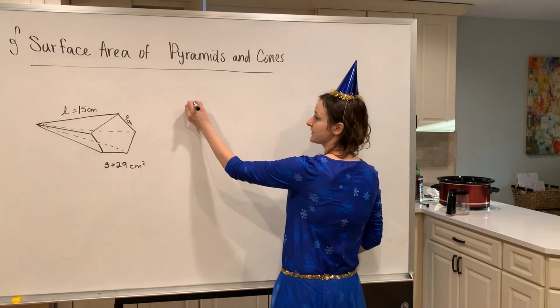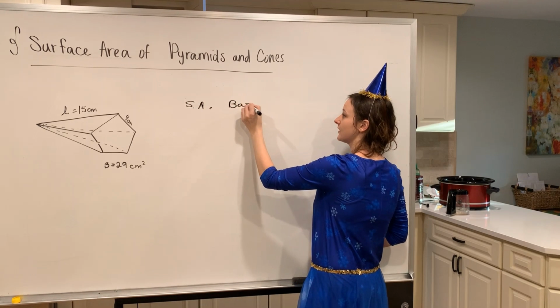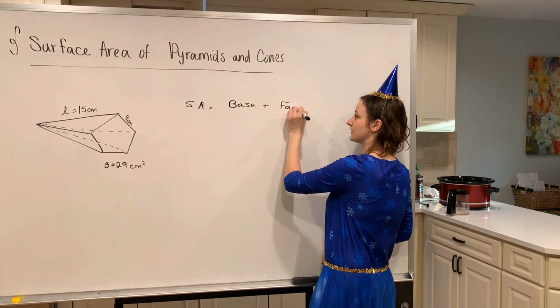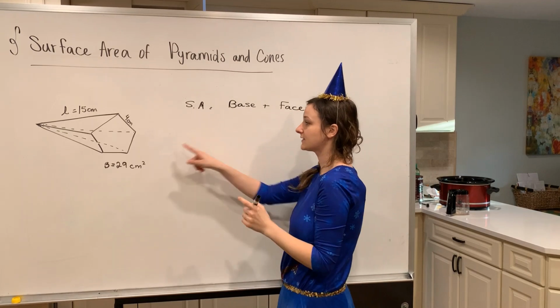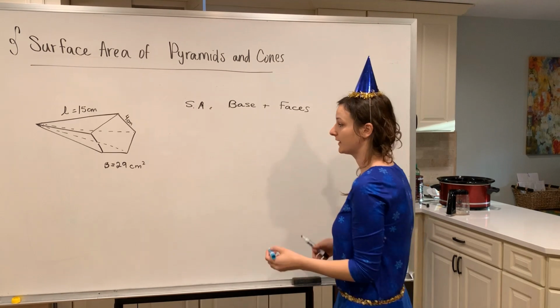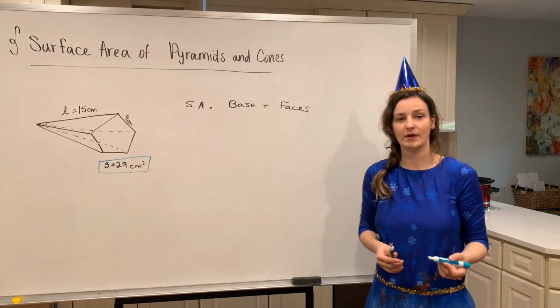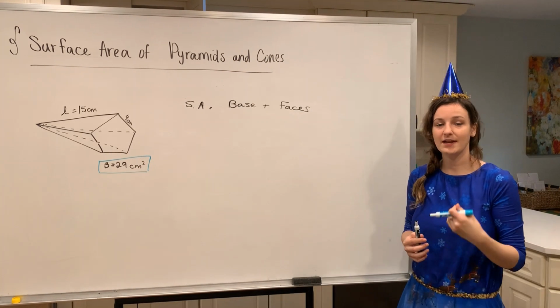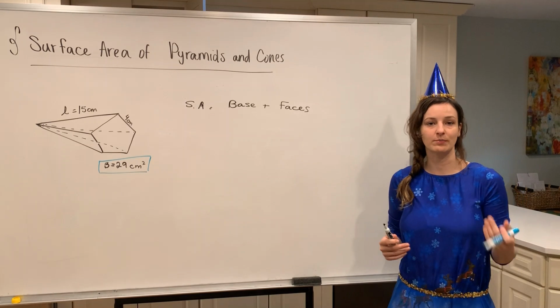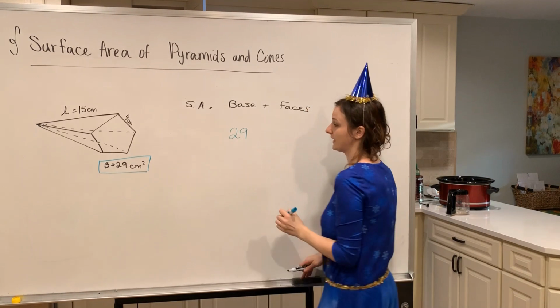So remember our surface area. To find surface area, it's going to be equal to the base plus my faces. Okay. Now my base here is the pentagon, and it already gave me the base area. Notice here it says B is equal to 29 centimeters squared. Anytime you see units squared, that's going to represent an area. So I already know that the base is 29.